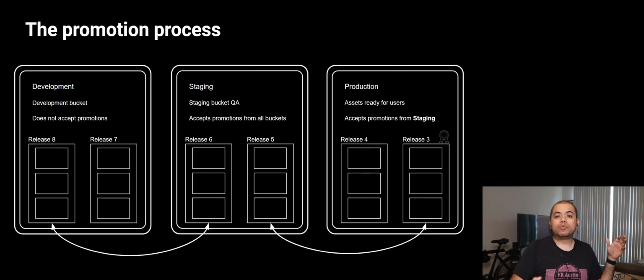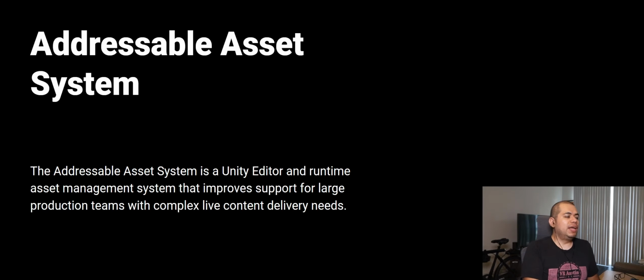Then that's the one that will go to production. And then on production, that's going to be the bucket that our players will download the content from. For the players, this is transparent. They don't have to worry about anything, but this is in the backend how it looks. And it's pretty simple to create this bucket, etc.